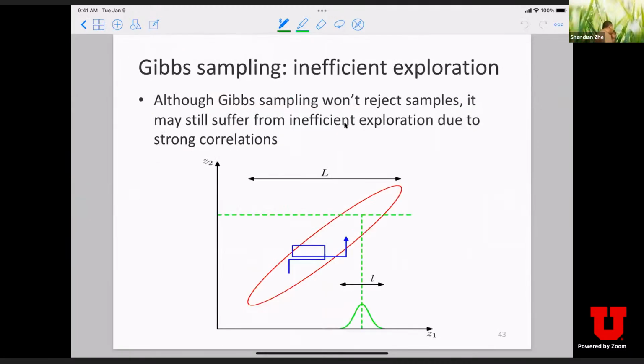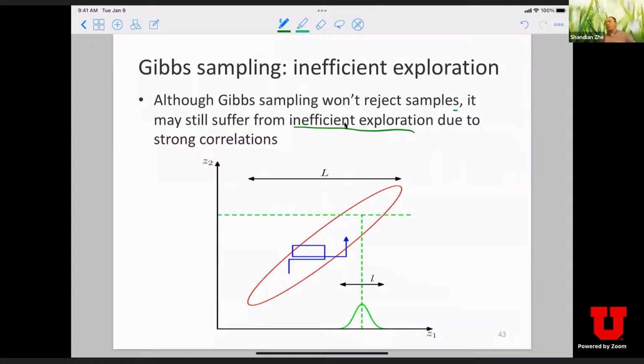Okay, so the last thing we want to talk about is this problem. Although Gibbs sampling won't reject samples, the acceptance rate is 1, so it effectively avoids random walk behavior, but it doesn't mean it addresses every problem. It has a severe issue called inefficient exploration. Why does it have this problem? Because those random variables could be strongly correlated. Then when you do the conditional sampling, these strong correlations might restrict your new sample to be very near the existing samples. That means you won't go too far, right?